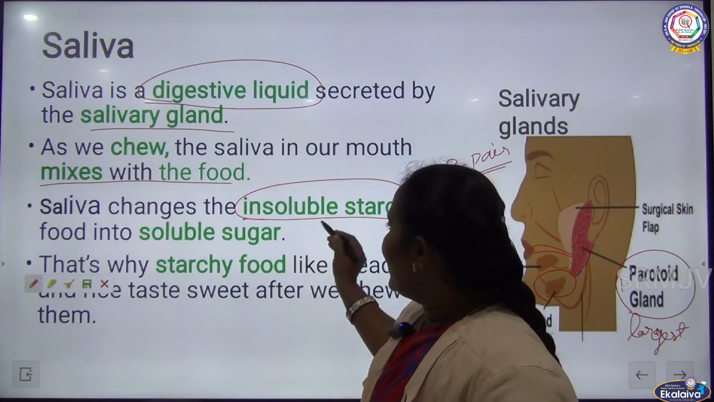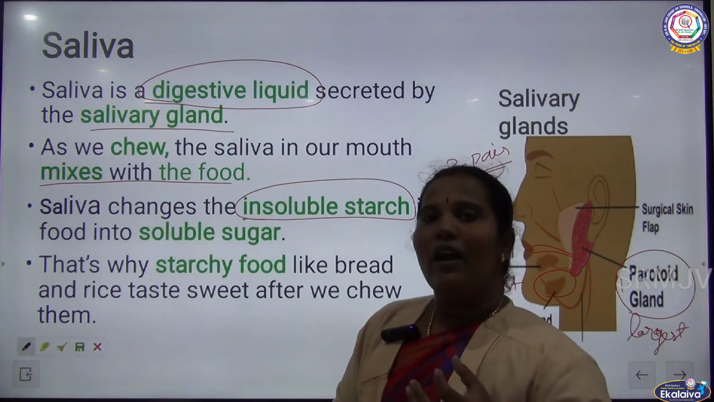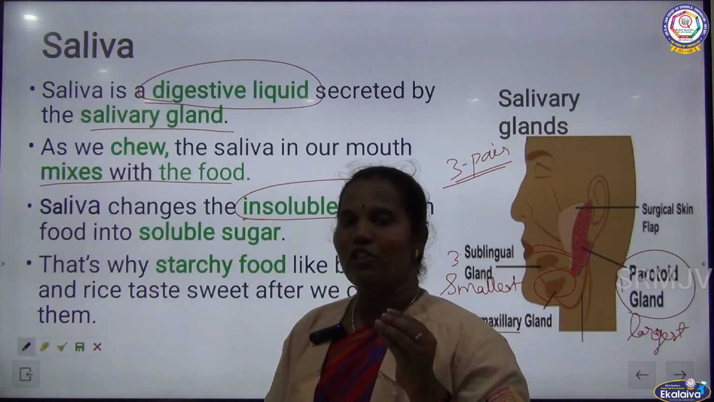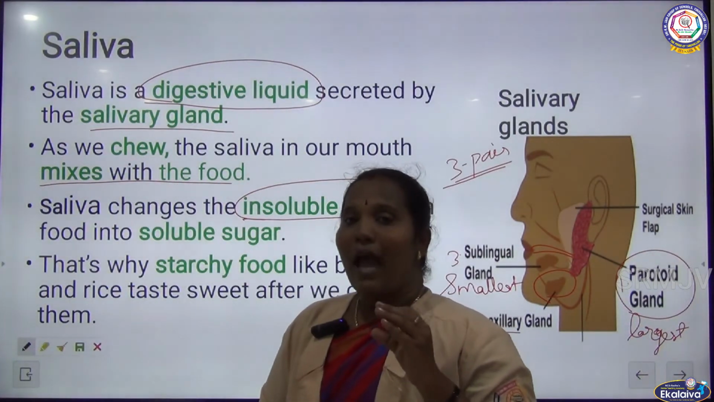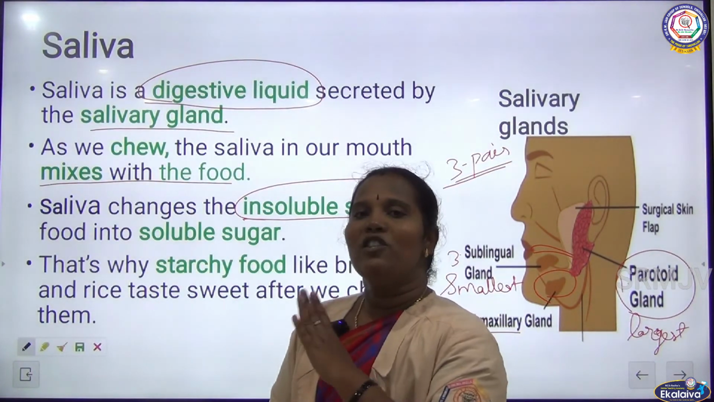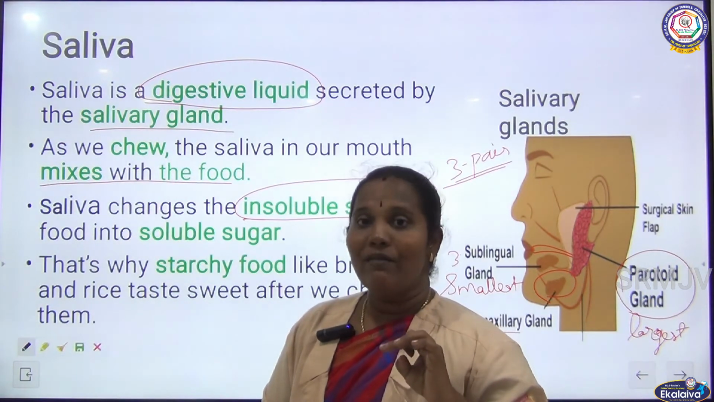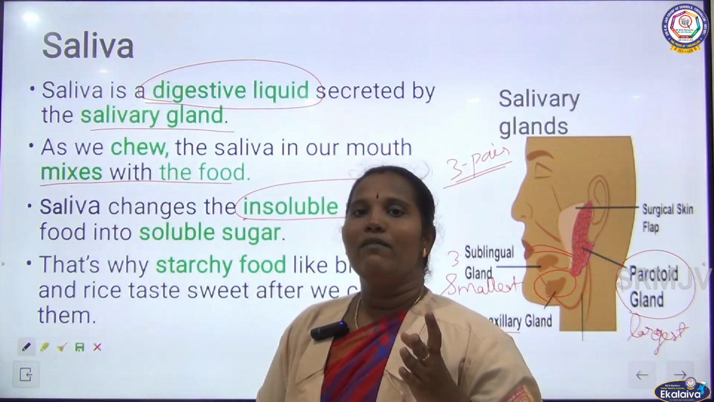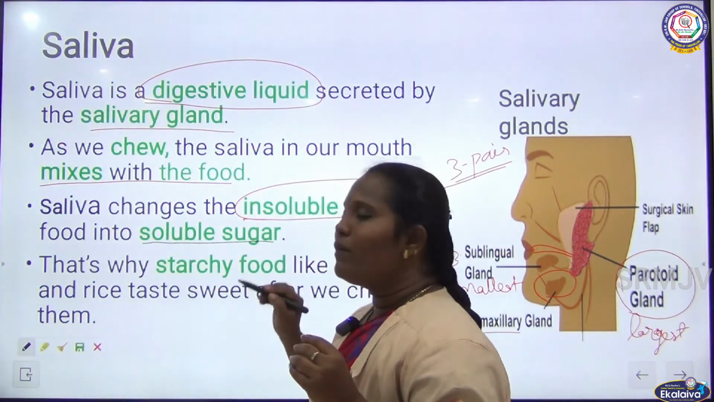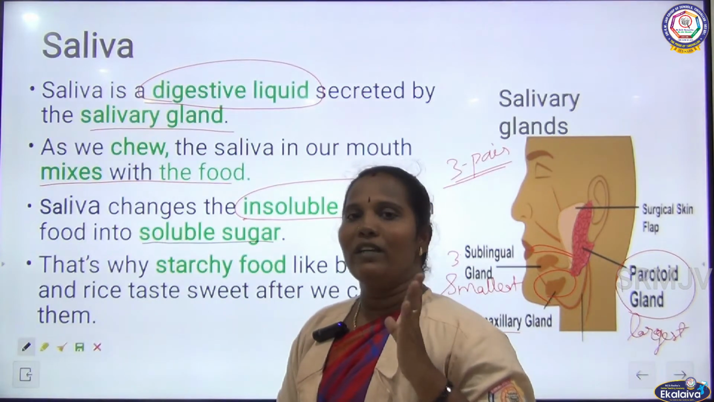Okay. Then next one, this is the reason if we are having starchy food like rice or bread, after chewing we can feel the sweet taste because of the starch. The starch added into the saliva means the saliva converts the starchy food into soluble sugar. That's why after chewing we can observe the starchy food as a sweet taste. Clear?